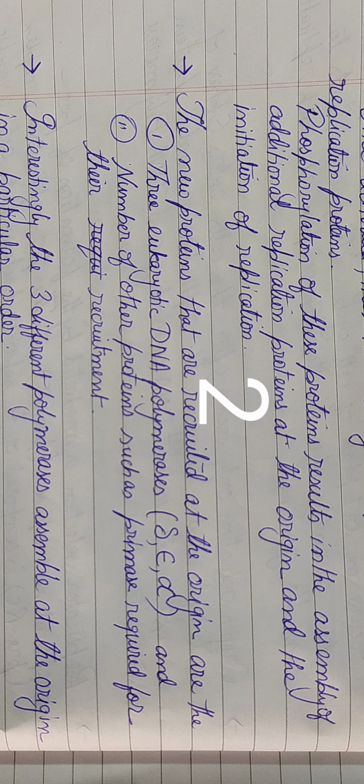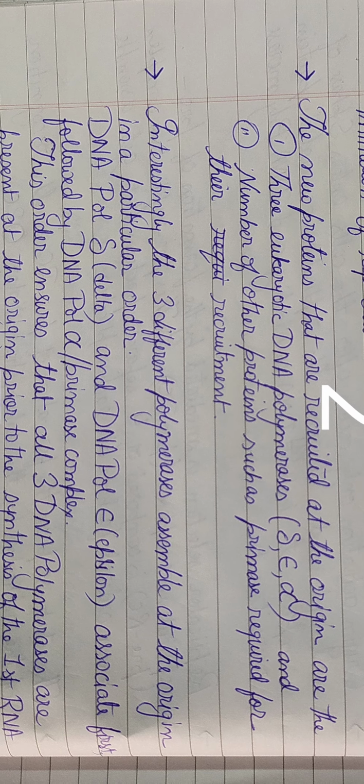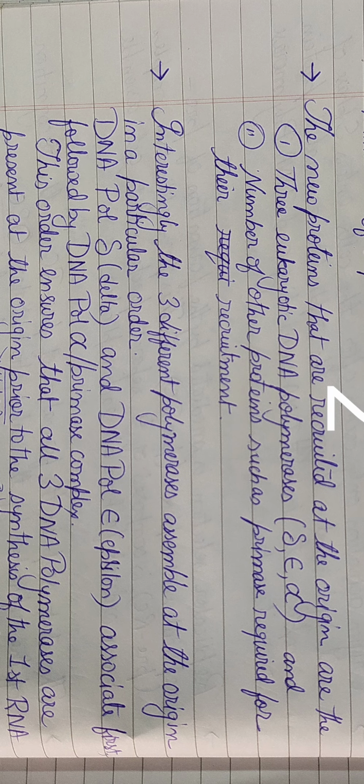The three types of DNA polymerases, DNA polymerase alpha, delta and epsilon, and a number of other proteins like primase are needed for synthesis of the primer. Interestingly, the three different polymerases assemble at the origin in a particular manner.